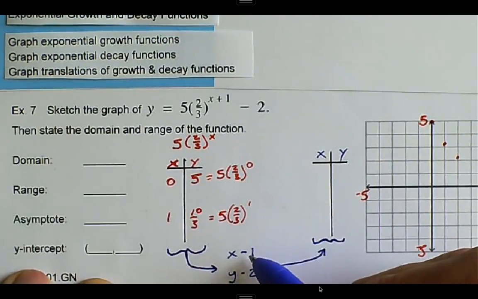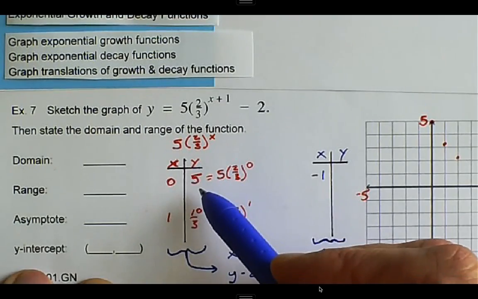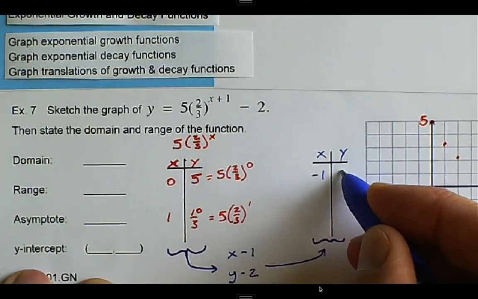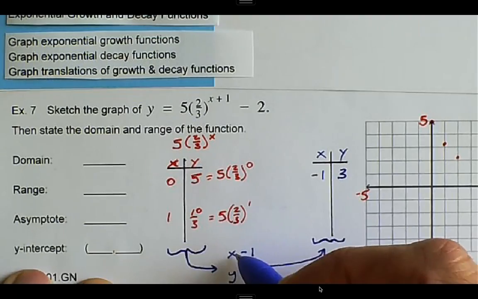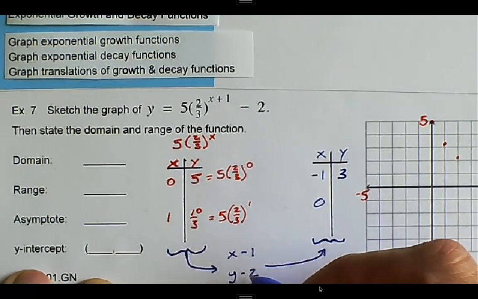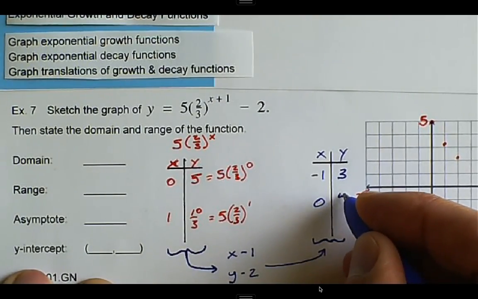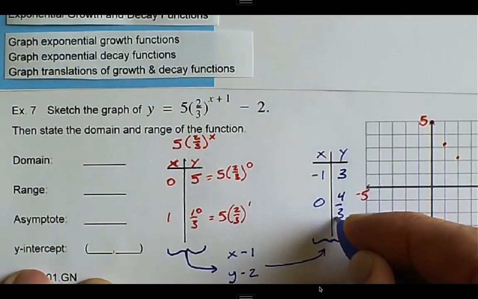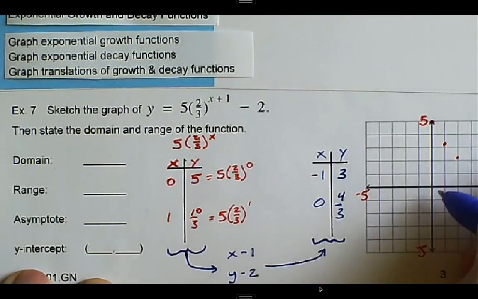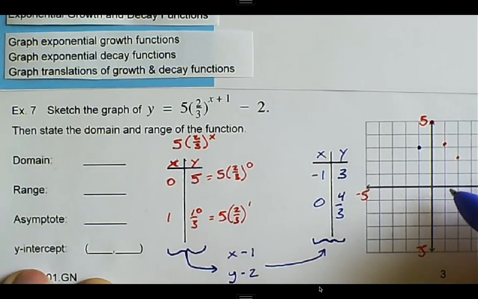So 0 minus 1 is -1. 5 minus 2 is 3. 1 minus 1 is 0. And 10/3 minus 2, that's 6/3, so we're going to be left with 4/3. So we can plot those points: -1, 3, and 0, 4/3.